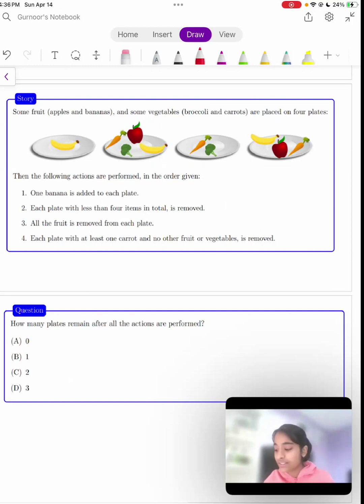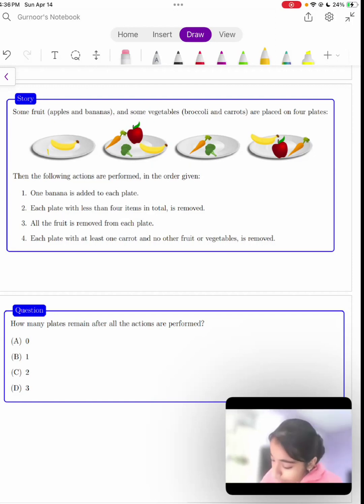The first one has a banana. The second one has an apple, banana, broccoli, and carrot. The third one has broccoli and carrot. And the fourth one has a banana, apple, and carrot. So now, after this, some things are done to the plates. The first thing that's done to all plates is that one banana is added to each plate.